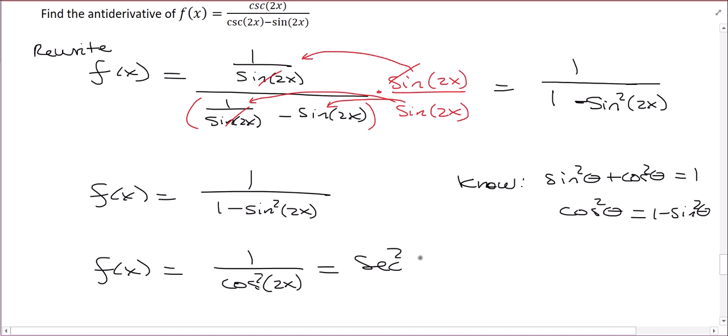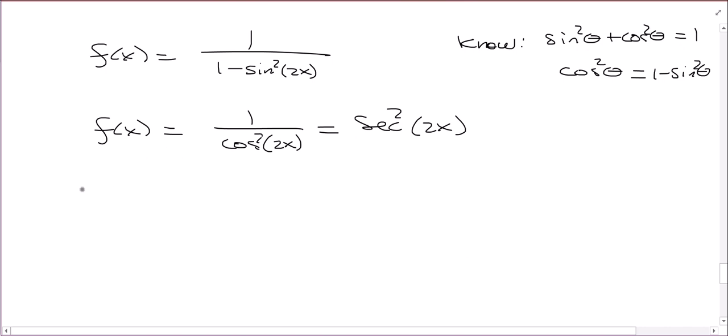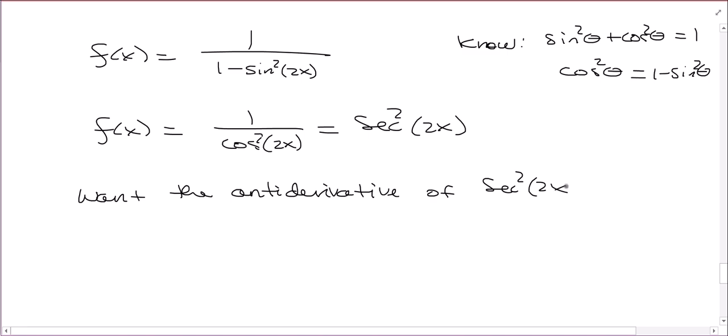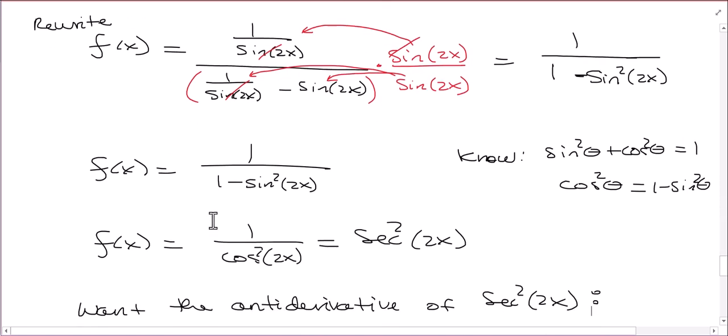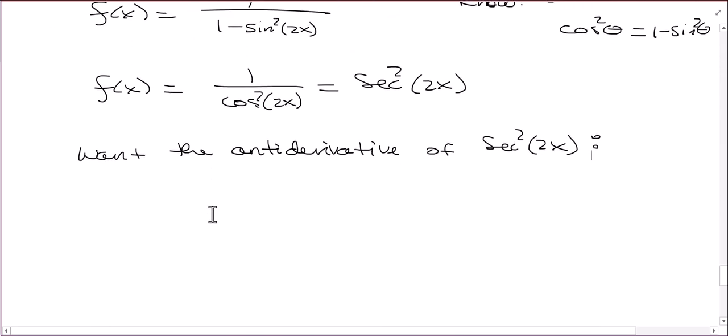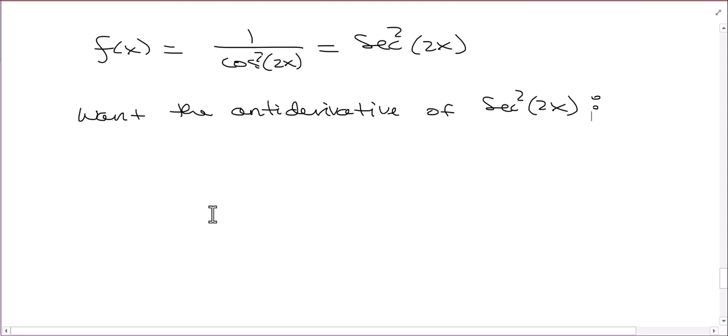Keeping my angle the same there. So secant square 2x. What we're really finding is the antiderivative of secant square of 2x, right? Notice that here I still have f of x. I'm just rewriting. I haven't done any antiderivatives yet. So now I can take the antiderivative of secant square.